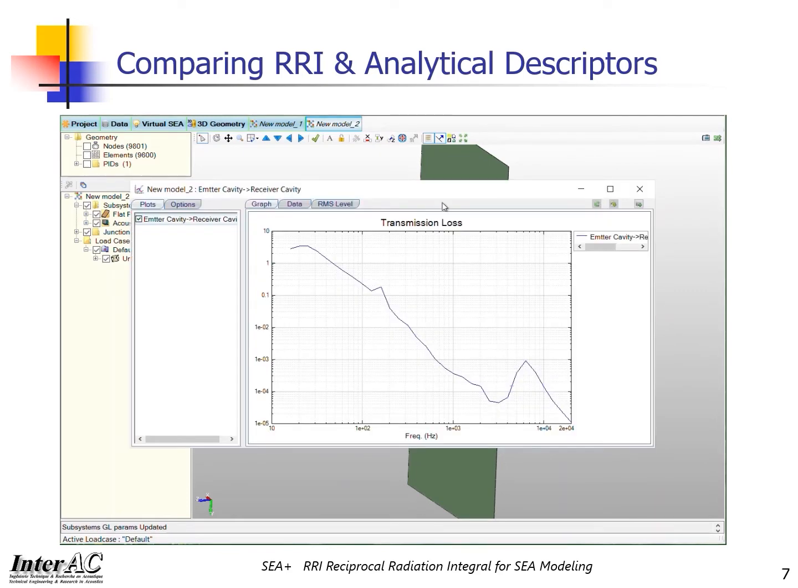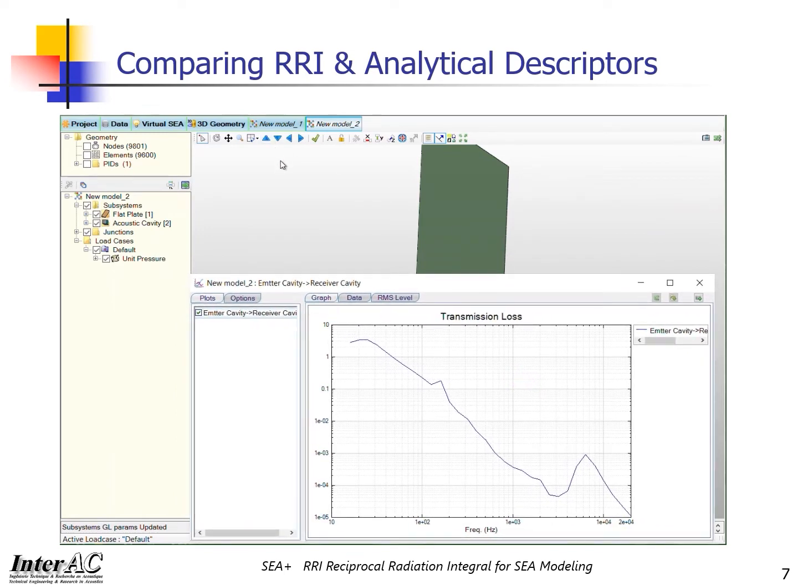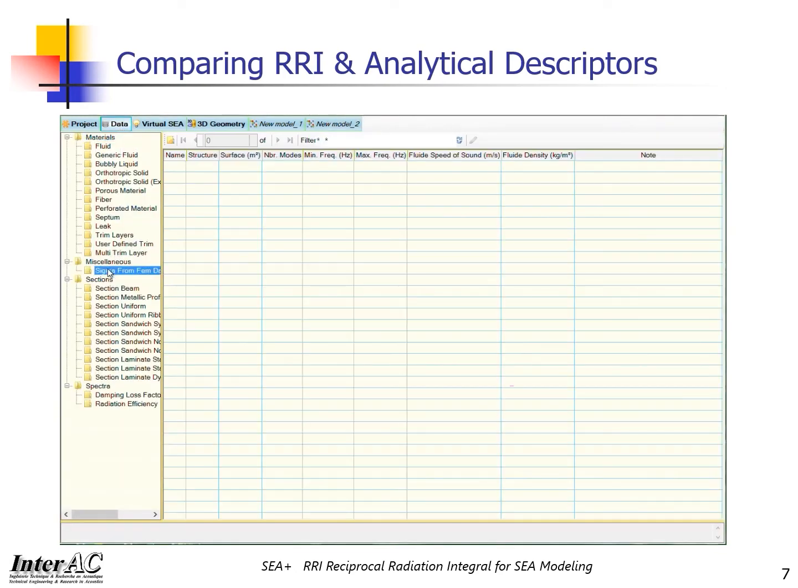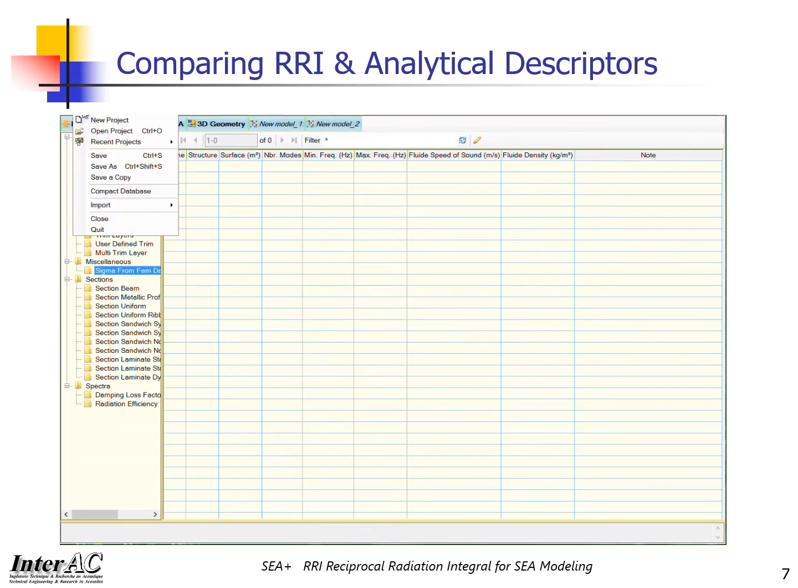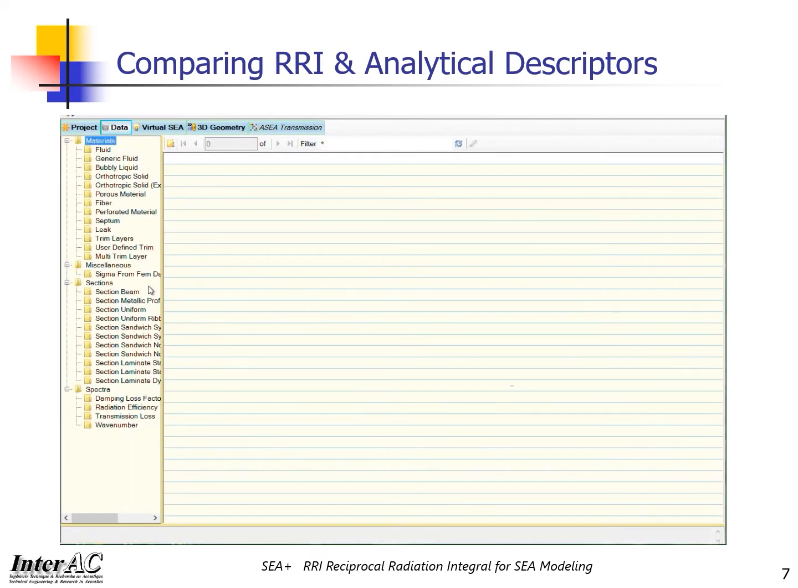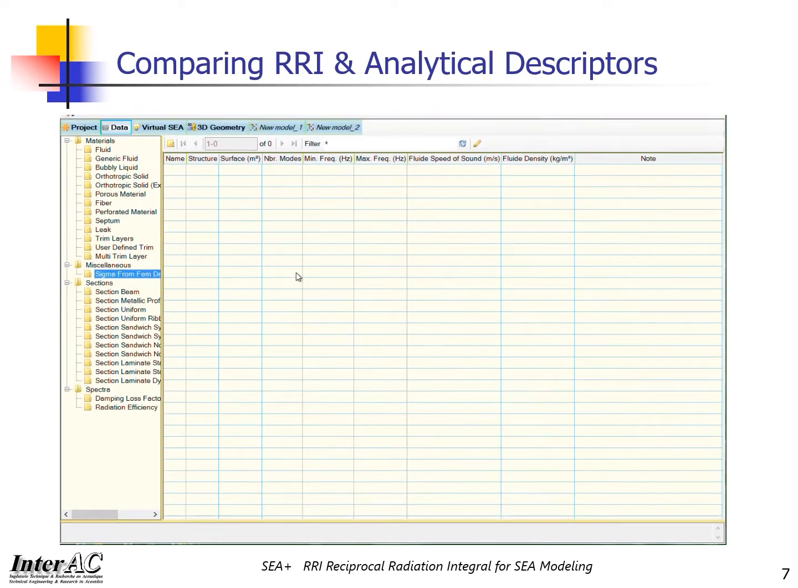Control G. Okay, so I left this TL on the side so we can use it for comparing with RRI. Now, RRI has been computed in another project, so don't mind, just open this project, and then I copy the RRI object, go to the previous project, and paste it in the right section.